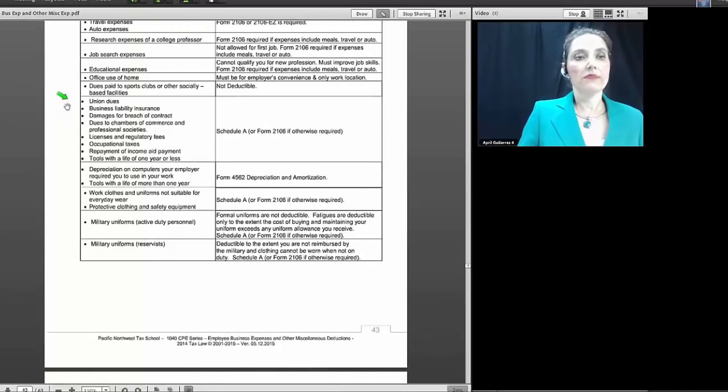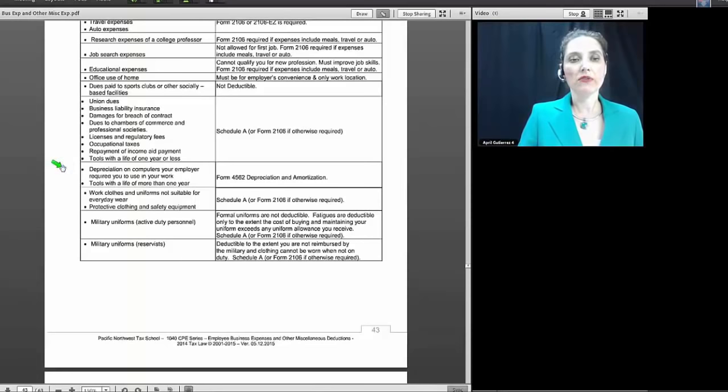Union dues, business liability insurance, damage for breach of contract, dues to chambers of commerce and professional societies, licenses and regulatory fees, occupational taxes, repayment of income aid payments, and tools with a lifespan of one year or less. These are all deductible straight on Schedule A unless Form 2106 is otherwise required.